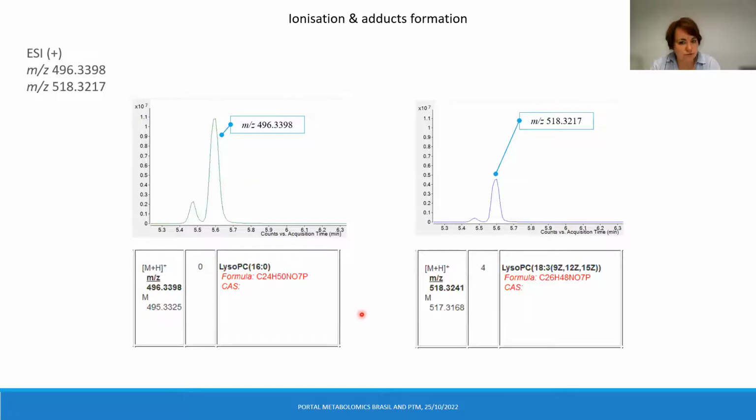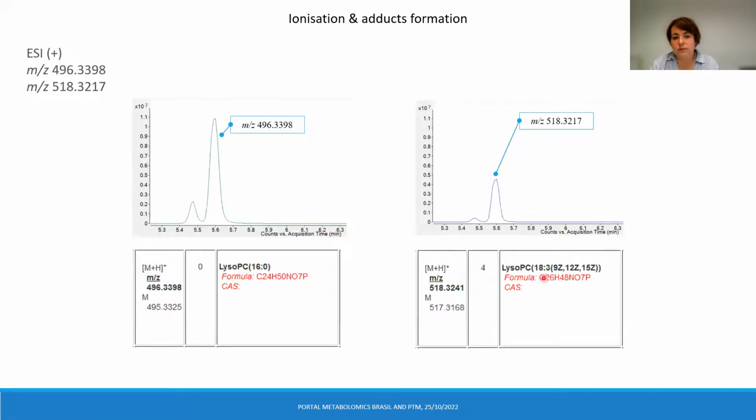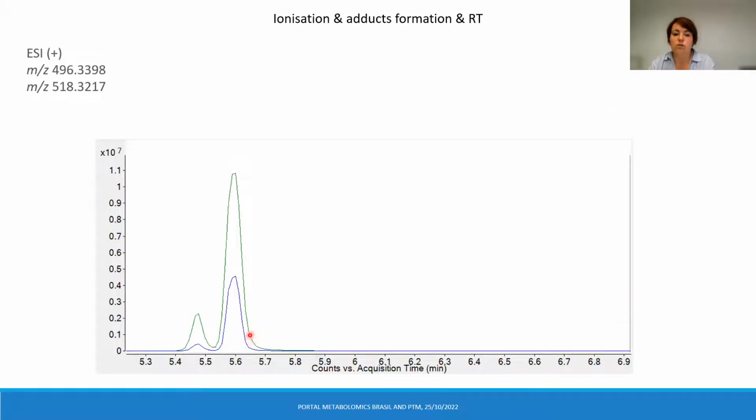But is this really true? Is this really correct identification? Even without the MS spectrum, I can look a bit deeper into this annotation. What if I add here information about the retention time? We can see then that both of these peaks have exactly the same retention time and very similar peak shape. And it's impossible that two different LysoPCs will have exactly the same retention time.